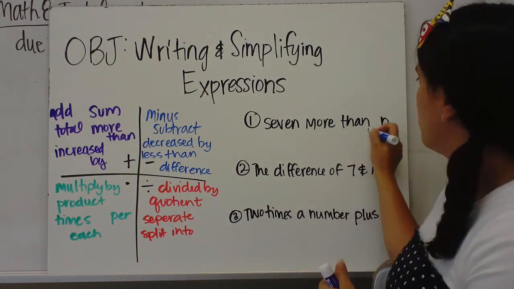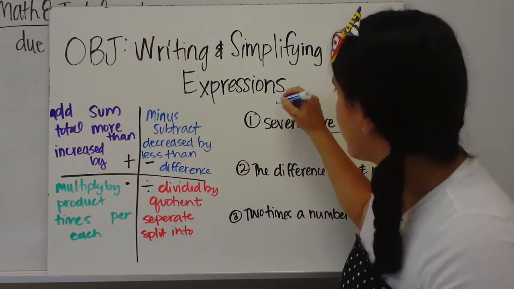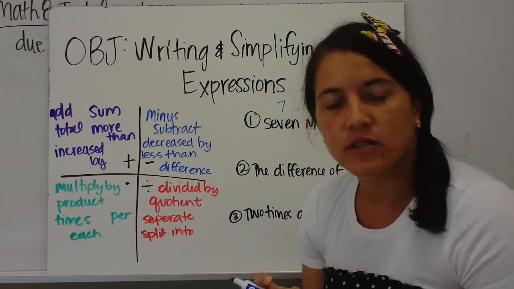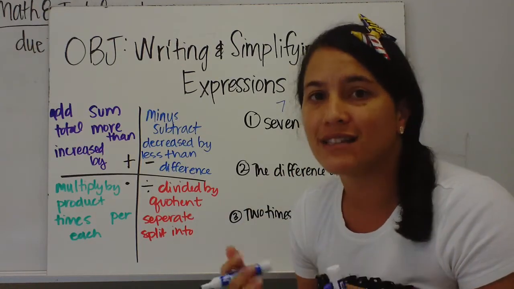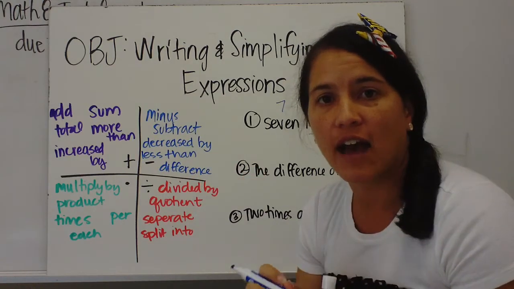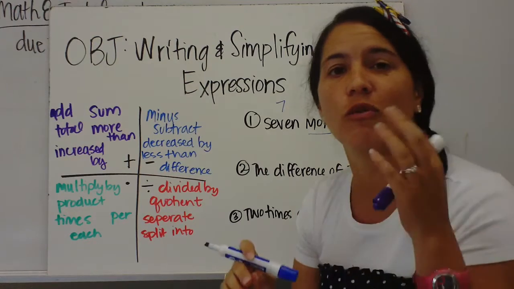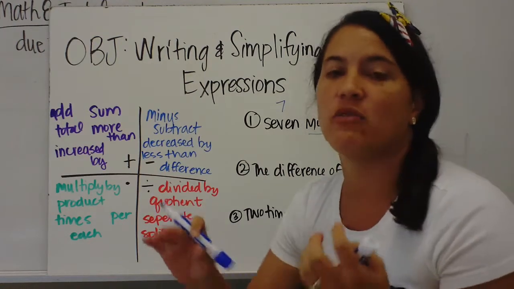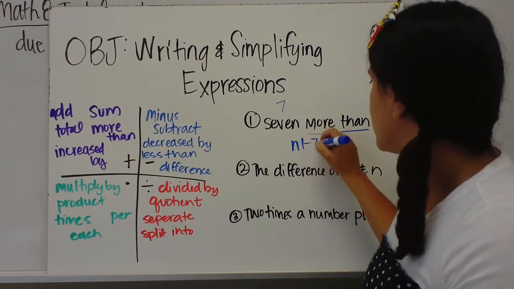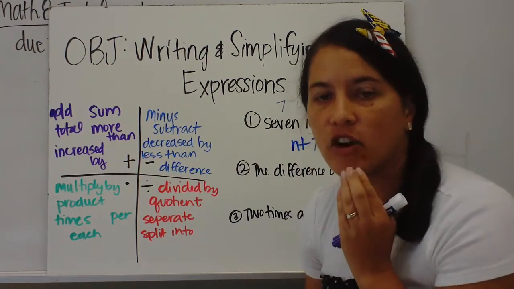We know that we're looking for more than. I know it's over here. And I need to use 7 and I need to use n. This is a special case because whenever you have more than or less than, you're going to flip-flop the numbers from the order that they have. Because what this means is 7 more than n. So your original number is n, and then you have 7 more than that. So this would be n plus 7. The n needs to come first.